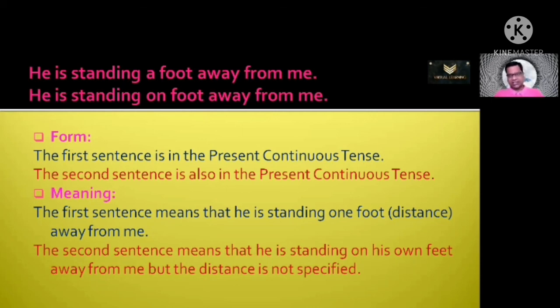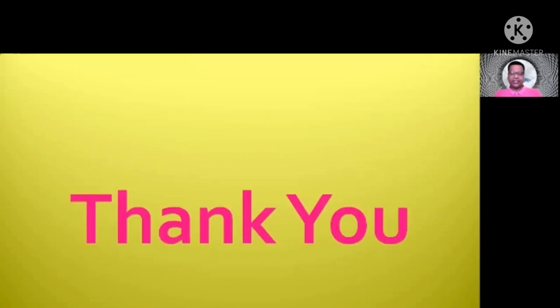It means that he is standing on his own feet away from me. But in this second sentence, the distance is not specified. He may be standing nearer to me. He may be standing away from me. He may be 1 foot or 2 foot or 3 feet, whatever. It depends. But this is not specified. So this can be the interpretation of these two sentences.